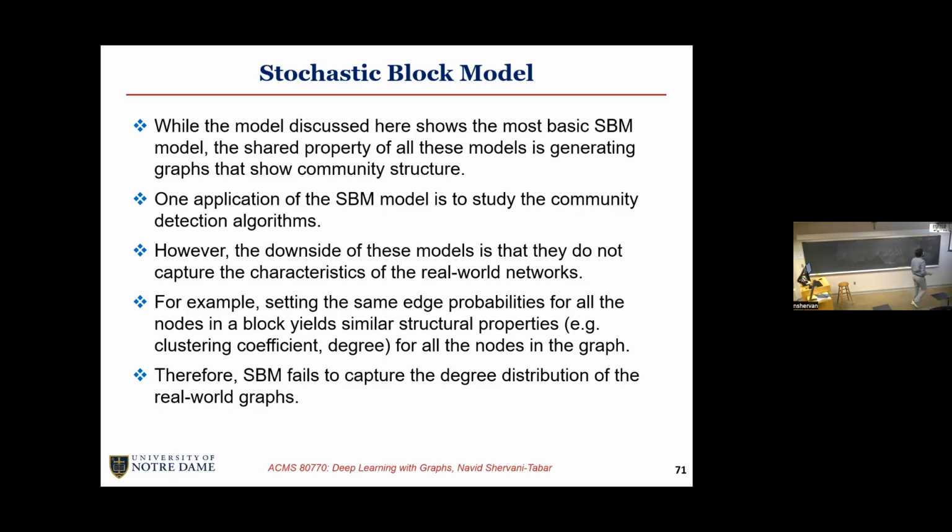So while SBM is able to show community structure within the graph, what it can show is different degree distributions throughout the graph. It has different clusters. There is a homogeneous degree distribution within each cluster. The average degree is the same within each cluster. So that's not the case in real world graphs. So that's still a problem with the stochastic block model.